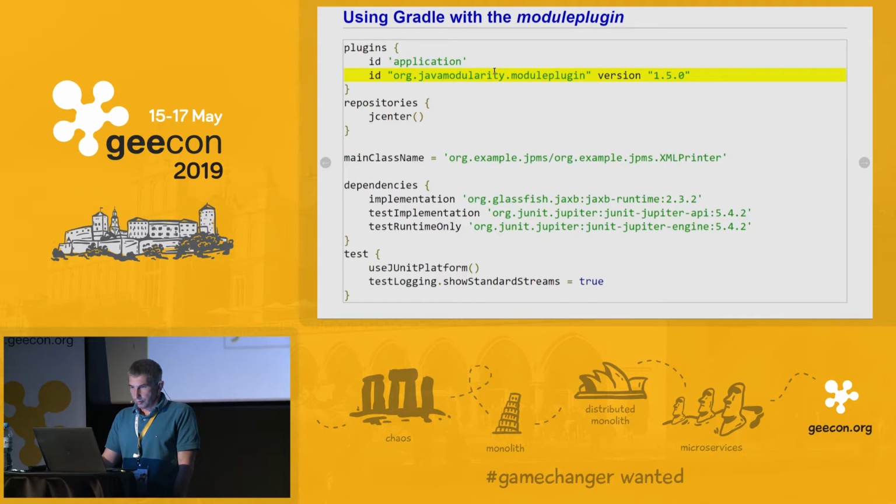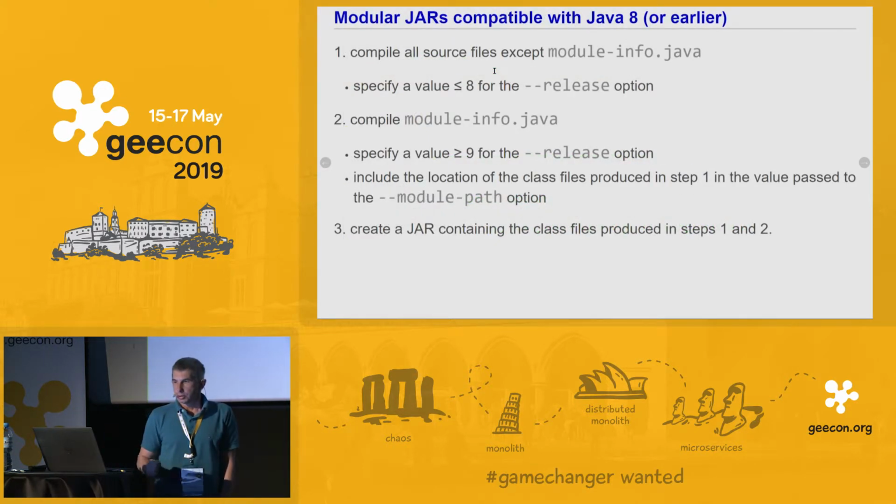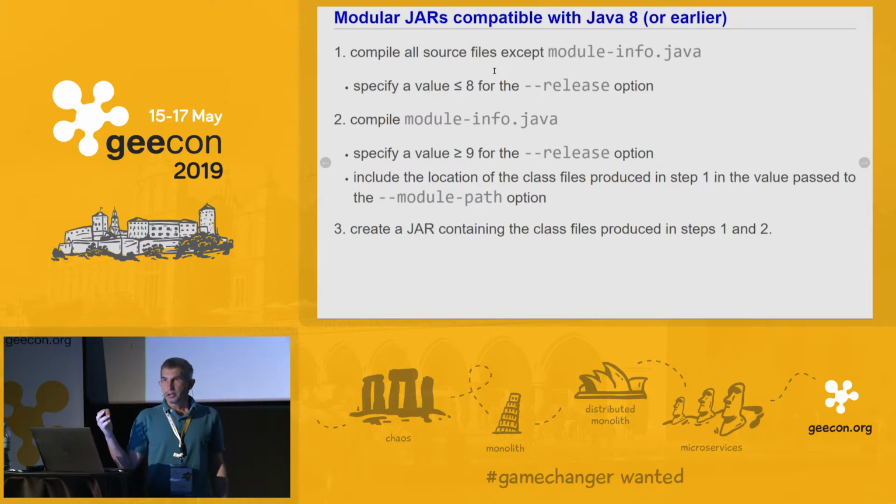Okay, let's move on to another use case. Suppose that you have a library that is Java 8 compatible and you want to modularize it. So you want to add a module-info.java to this library, but you want this library to still work with Java 8. The problem here is that you cannot compile the module-info.java in Java 8 compatibility mode.